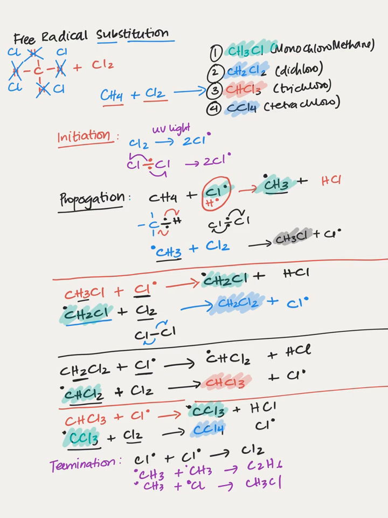Now, if you notice a pattern here, in initiation, from a molecule you are always making radicals. In propagation, a molecule and a radical give a radical and a molecule. And in termination, two radicals will give a molecule, right?